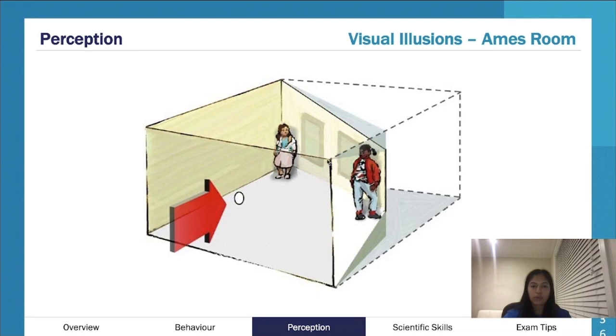You can see that the wall of the room goes from wide to short. So this person looks like their head is touching the roof, when in reality, the roof is just coming lower and they're actually being brought closer to you. That's why they look so much larger than the other person. So it's that idea of a visual illusion.